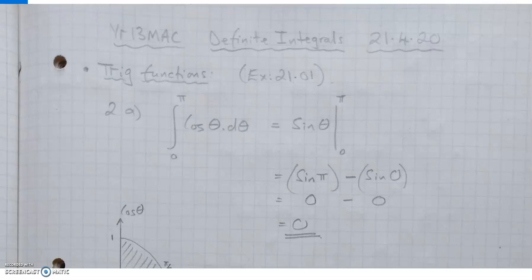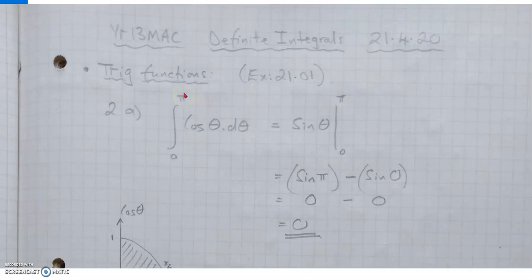Okay, year 13 calculus. Here I'm going to give you some more examples of how to work out definite integrals. This first one is about finding the value of the integration of a trig function from the point of view of a definite integral. So here we're being asked to integrate cos theta d theta between 0 and pi.